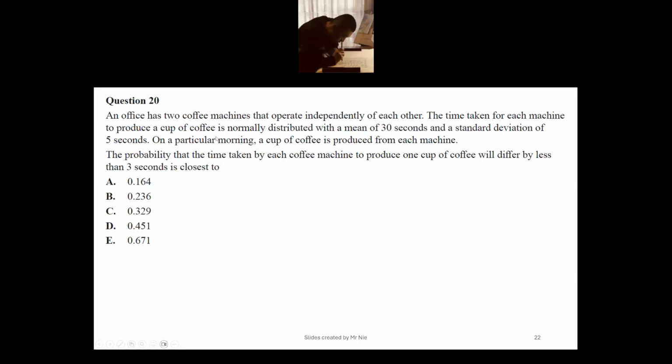Question 20. We have two coffee machines that operate independently of each other. The time taken for each machine to produce a cup of coffee is normally distributed with a mean of 30 seconds and a standard deviation of 5 seconds. On one particular morning, a cup of coffee is produced from each machine. So one machine produces a cup of coffee, the other machine produces another cup of coffee, and we would like to find the probability that the times taken by the two machines to produce one cup of coffee will differ by less than 3 seconds.